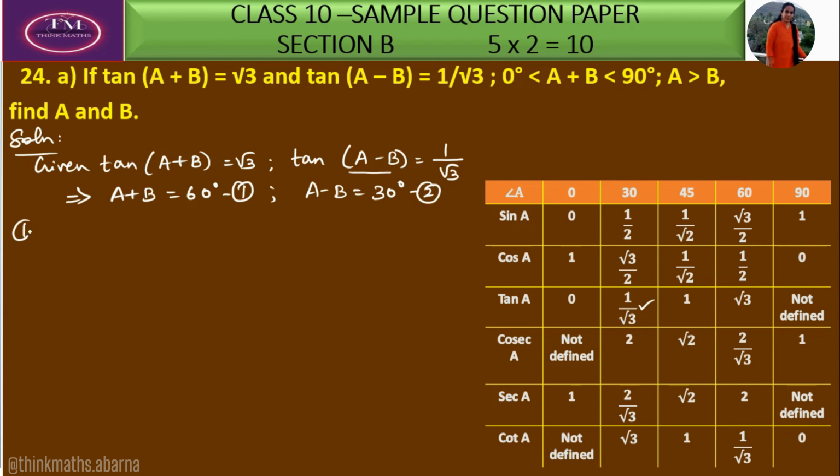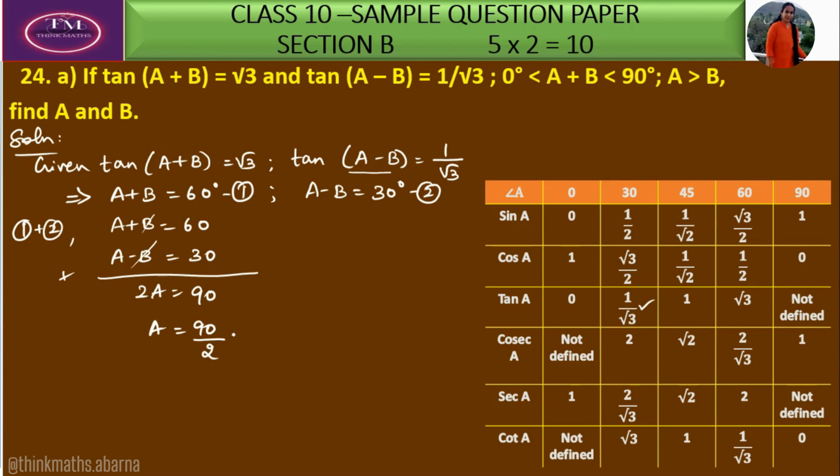Now we are adding 1 and 2. A + B is equal to 60, A - B is equal to 30. If we add, plus B and minus B get cancelled. So A plus A is 2A, and 60 plus 30 is 90. So 2A is 90. The 2 is in multiplication, so it will go to division. 90 divided by 2 is 45. So A is equal to 45 degrees.